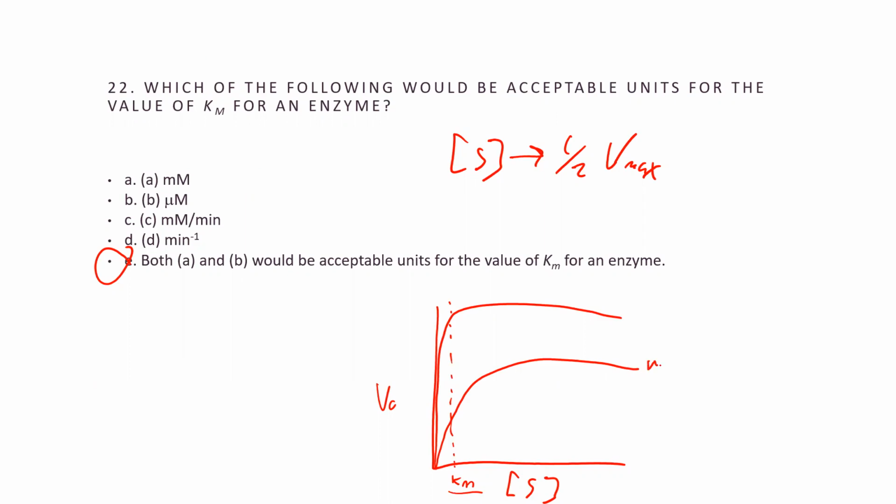And Vmax is dependent on substrate concentration. Or, I mean, enzyme concentration. Makes sense? Vmax, and that's enzyme concentration. It's also affected by substrate concentration, but the important thing is enzyme. Okay. Any questions?